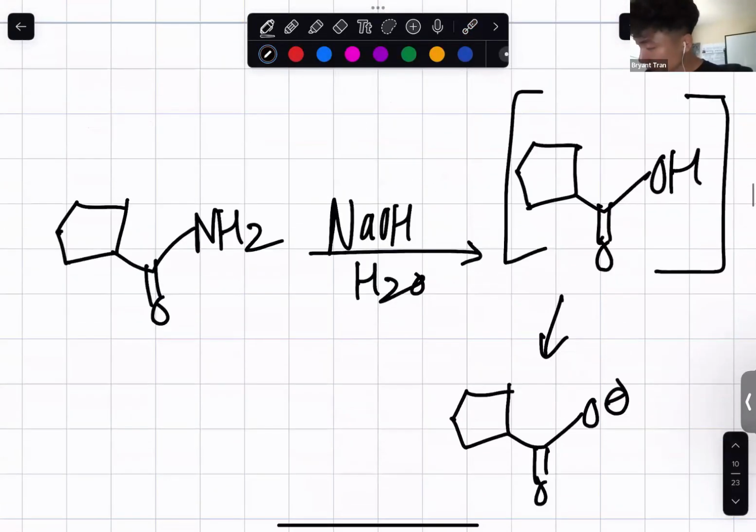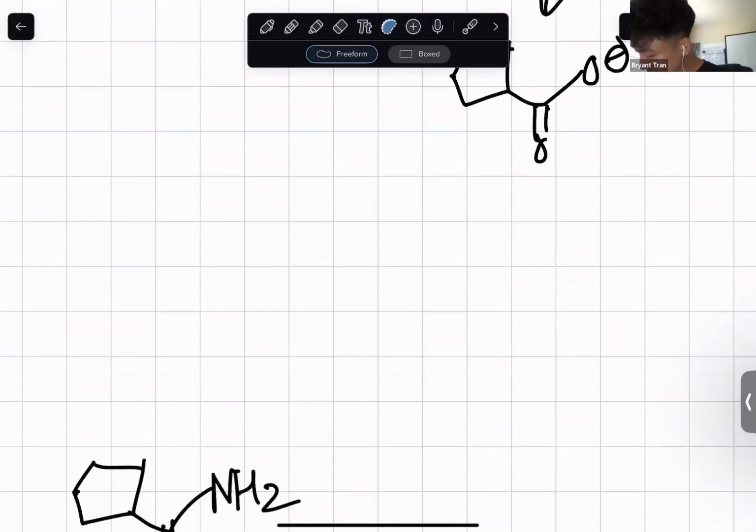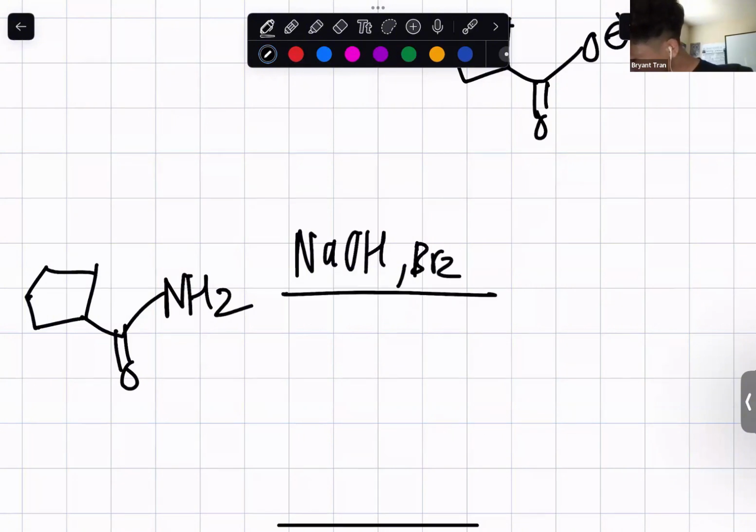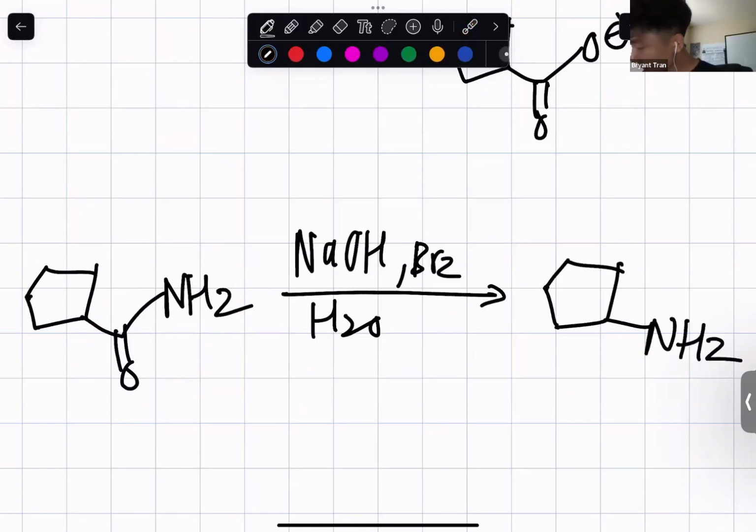But with the primary amide, when you see NaOH, water with Br2, that is Hofmann rearrangement, which will convert this entire amide here into the primary amine, like this, right?